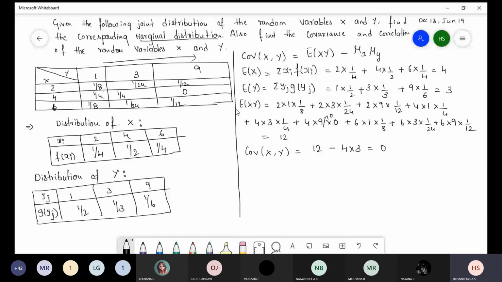Next, correlation of x comma y, that is covariance of x comma y divided by sigma x into sigma y. So 0 divided by sigma x into sigma y, and here we get 0. This is the solution.